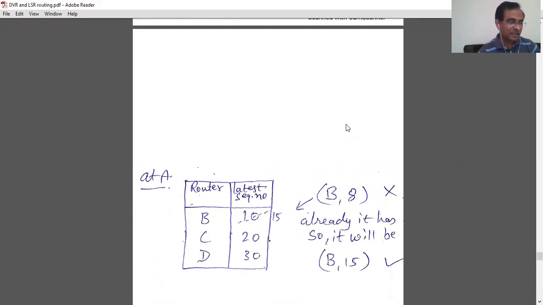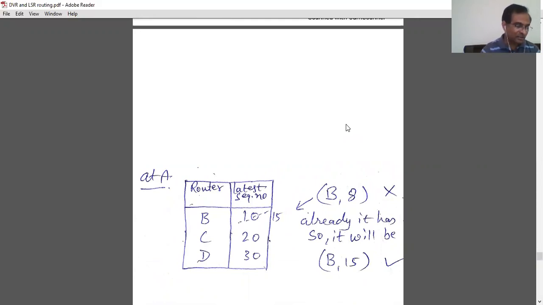Let's say B8 is coming up. Because the sequence number is already 10, it will be discarded, as it is old. Now let's say B15 comes up. It will be accepted, and the information from this latest packet will be used to update your global table, which will change from 10 to 15. Now if B11 comes up for some reason, it will be discarded.